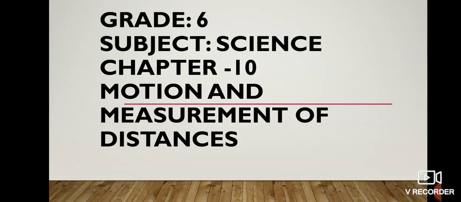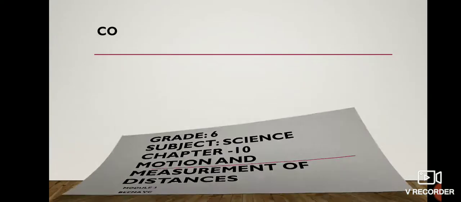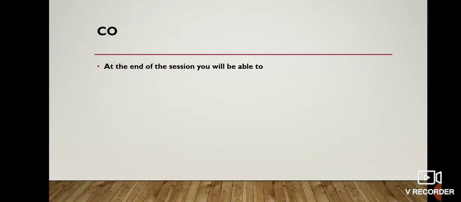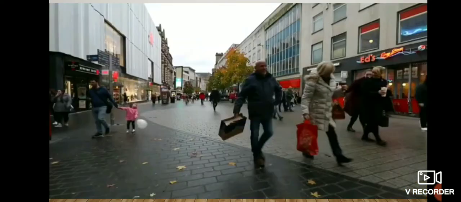Grade 6, Subject Science, Chapter 10, Motion and Measurement of Distances, Module 3. Here in this session, you will be able to define motion and rest and identify different types of motion. In our last class, we studied how we can measure the distances, right? Here we are going to study about motion.